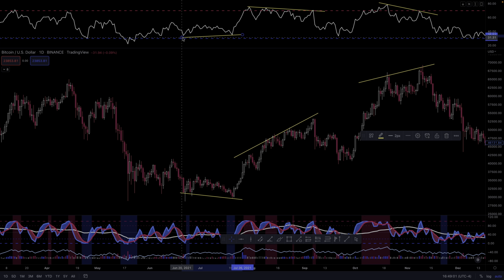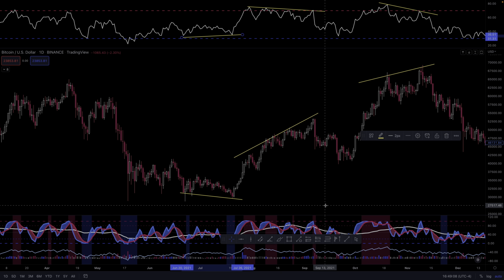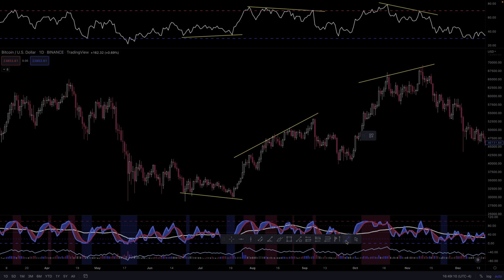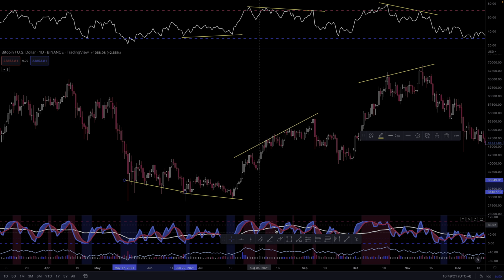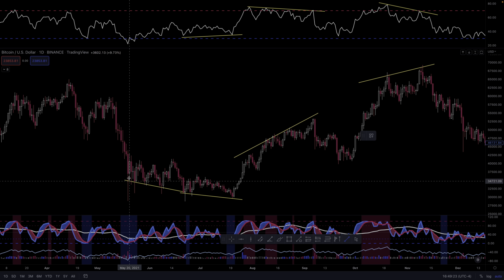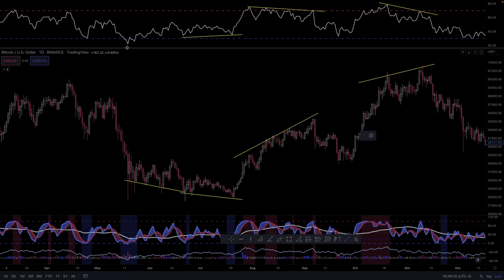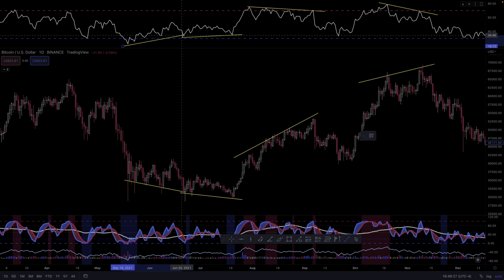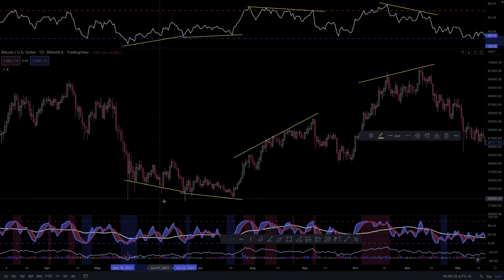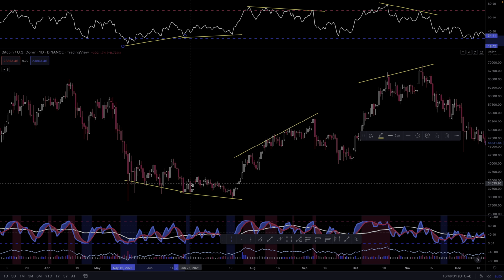And price proceeded to pump after that. Now, if you want to understand what I mean by multiple drives, here's another, it goes even longer. So there's two drives of it. The first drive was right here, where we had this lower low and we had a higher low here. And we got a little bounce, but the entire divergence looks like this.